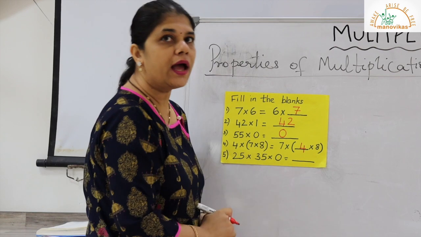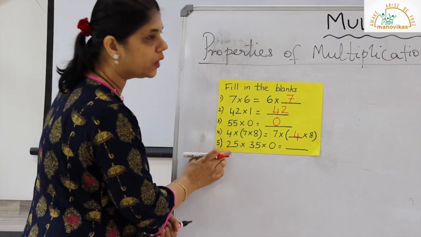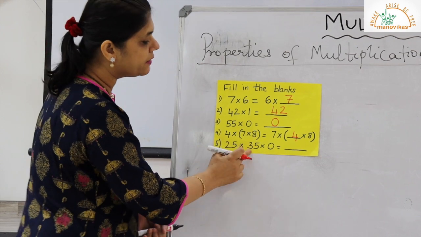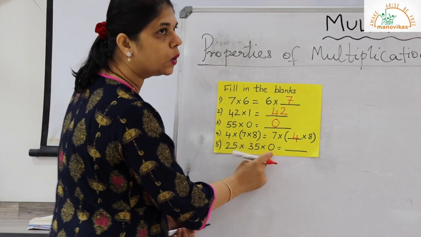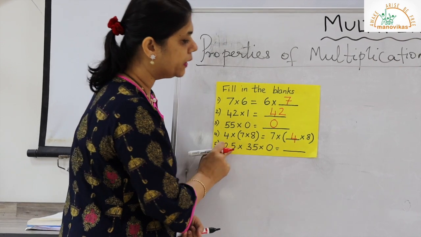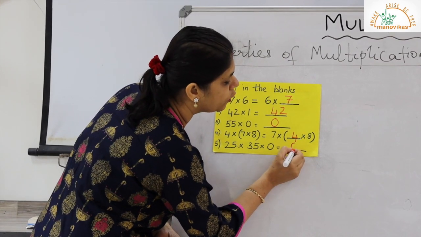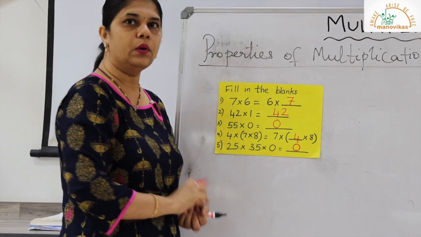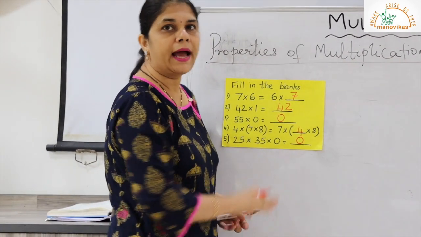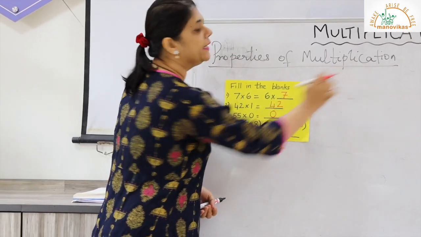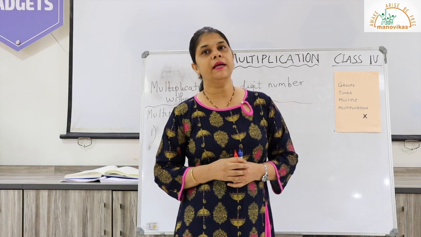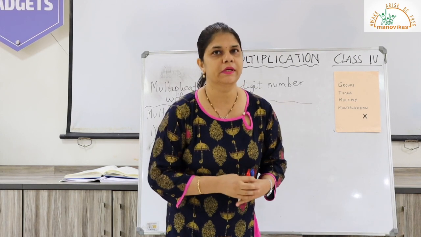Yes? Now look at the last sum. You have to answer this. 25 multiplied by 35 multiplied by 0. So when you see 0 multiplied with any number, what is the final answer you are going to get? 0. So now you know how to apply the properties of multiplication, right? Next, we will see how to multiply any two given numbers.